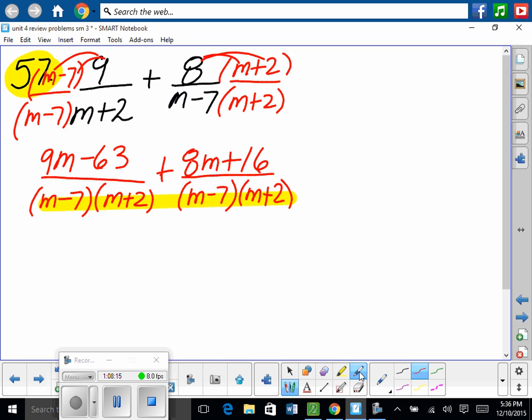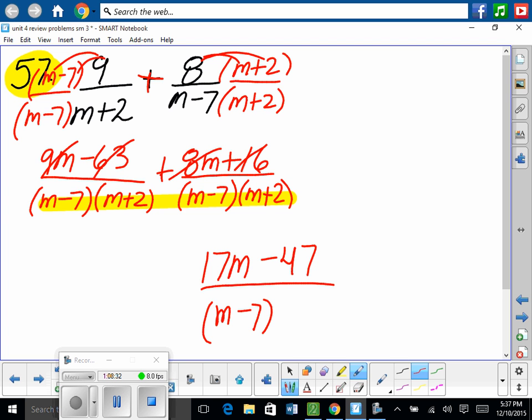8m's plus 9m's is 17m's. We're adding them together, right? It was addition. We have to be more careful with subtraction. And then negative 63 plus 16 is negative 47. And that's now all over the common denominator of n minus 7 times n plus 2. So this would be our final answer.